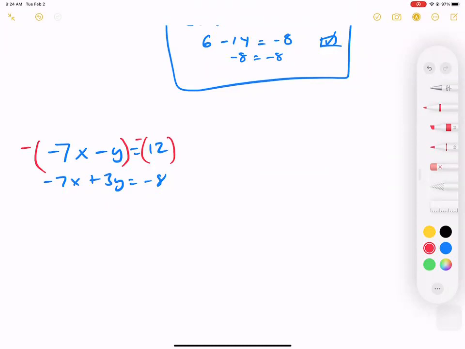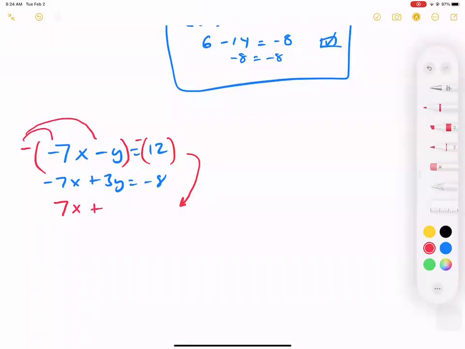So let's go ahead and distribute it. Now, please take a look at what I'm going to do. I'm going to rewrite this over here. So this becomes a positive 7. I don't even write a positive sign, right? This is going to be 7x. A negative times a negative is a positive y. And a negative times a positive is a negative 12.